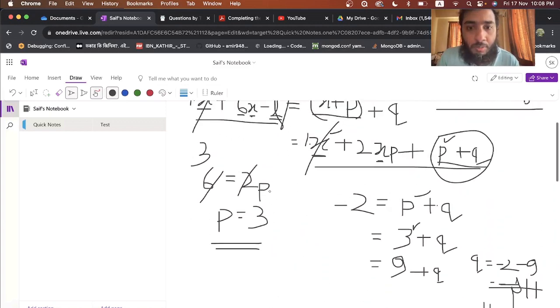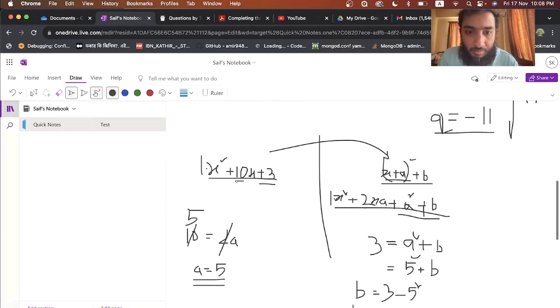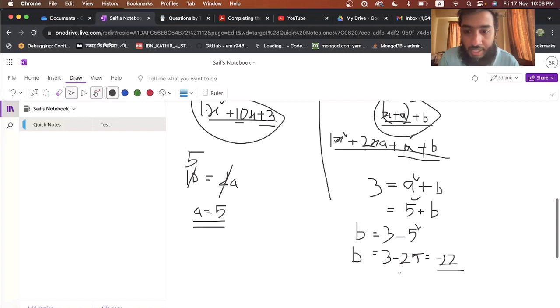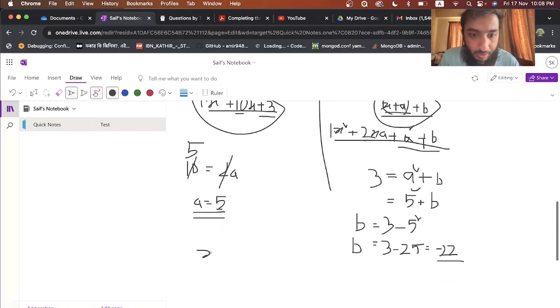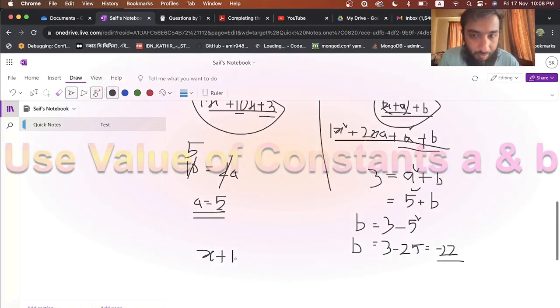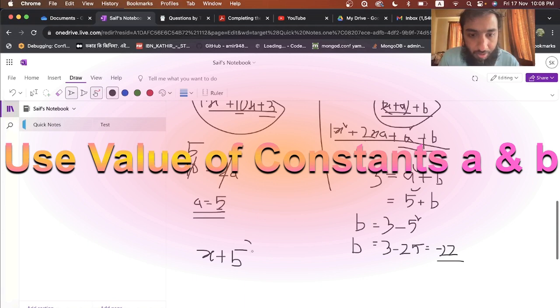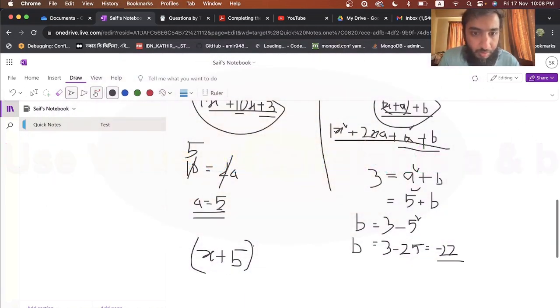So I got the value of b now, which is minus 22, and the value of a is 5. So what I have to do here is write this expression in the form of this one. So what can I do? Use the values of a and b to write the expression. Now I have already got the value of a and b, so I can write x plus a. What is the value of a? Which is 5, x plus 5 whole square, and what is the value of b? Minus 22.